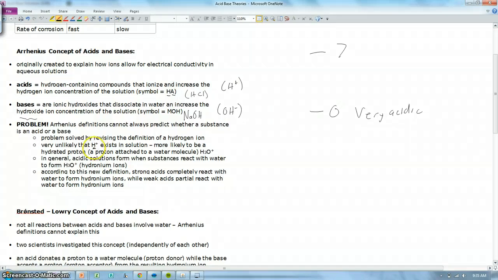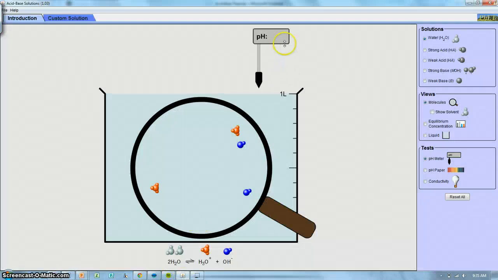The big problem here is that H+ ions don't really exist in solution. What you actually tend to see is water takes on an H+ and becomes what we call a hydronium ion. So it's an H3O+ ion. This is much more realistic and much more often what you would see. So looking at this, for example, water will often, even in itself, split up into hydronium ions and OH-.